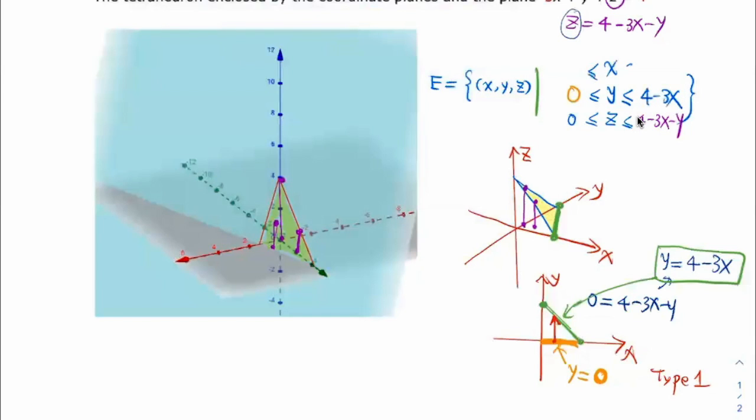X goes from, now you look at this region down on the xy plane. So x goes from what to what? It goes from 0 and then to this point. How do you figure out that point? You set y equals 0. X is 4 over 3, right? Yes. You get 4 over 3 right here. So it will be 0 to 4 over 3.